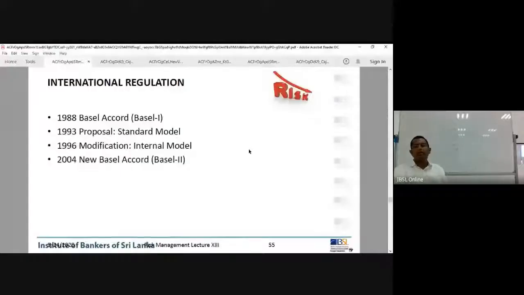So Basel, though Herstatt Bank collapsed in 1974, this Basel committee started in 1988. And it became effective by 1992, which is the Basel I. Initially, it was discussing only credit risk. We thought that is the main risk in banks, lending or the credit risk. Then there was a modification in 1996. 2004, Basel II came in. Now we are on Basel III.